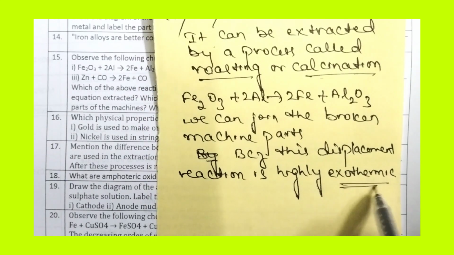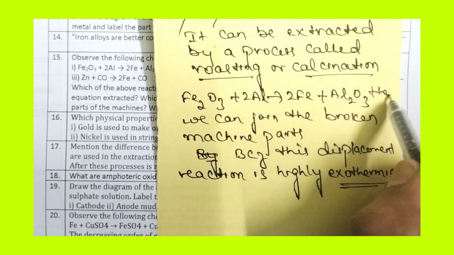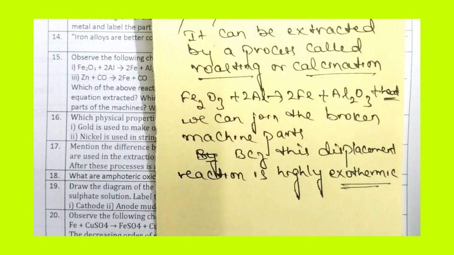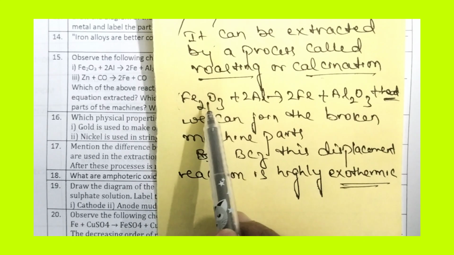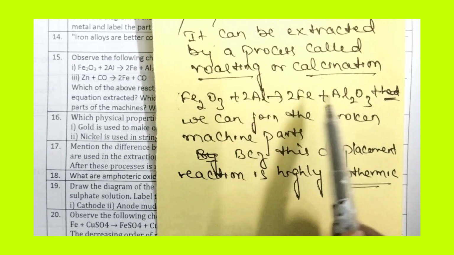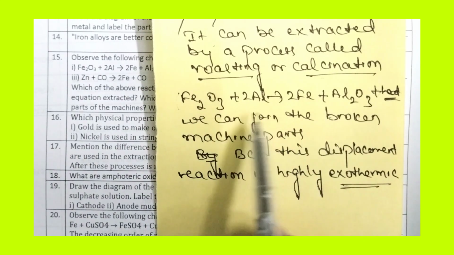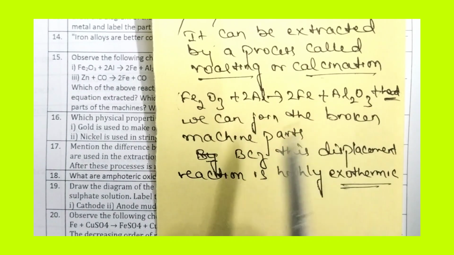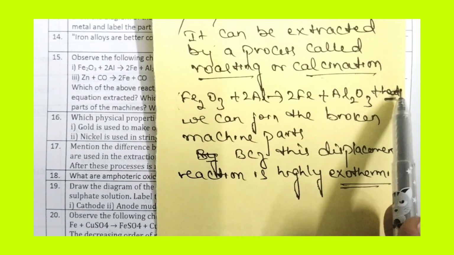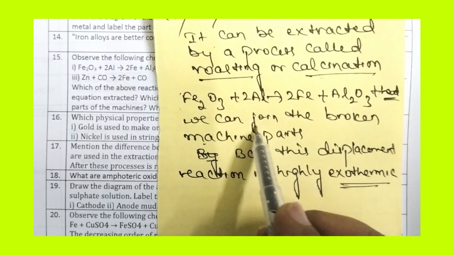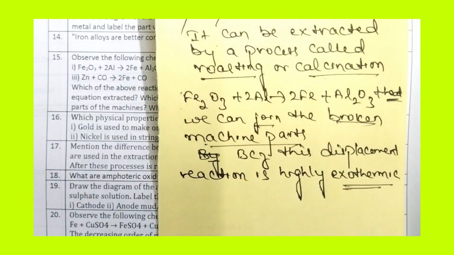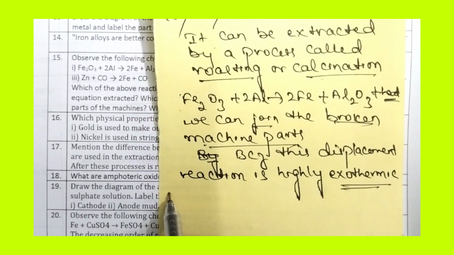So when writing this, we must also write plus heat, because it is highly exothermic, so a large amount of heat energy is released. So the Fe2O3 metal oxide reacts with a metal, which is highly exothermic. This is a thermite reaction. In the thermite reaction a large amount of energy is released. Using this energy we can join the broken machine parts. So this is the answer for the 15th question.